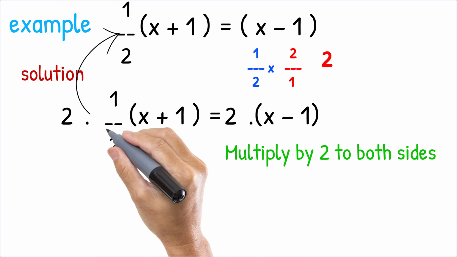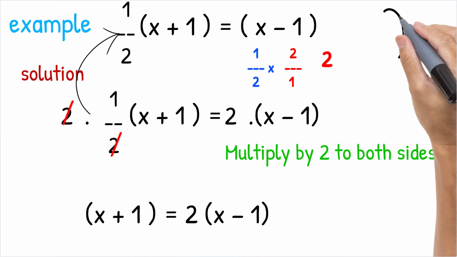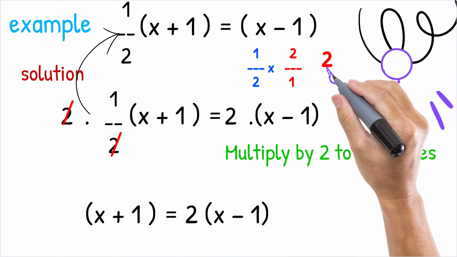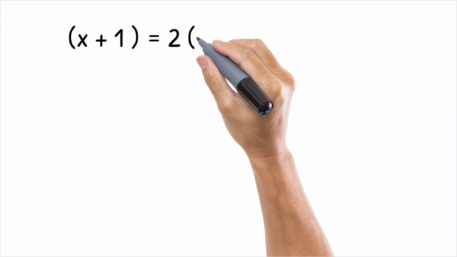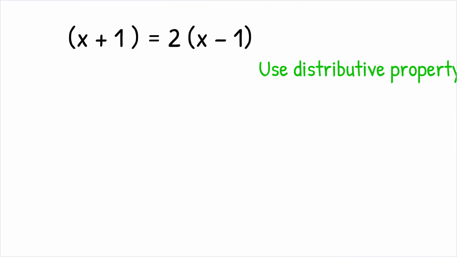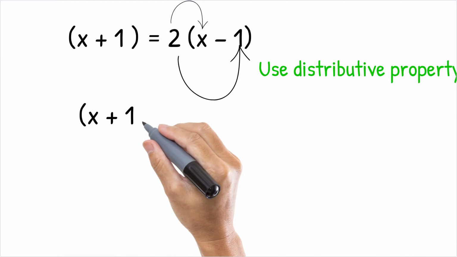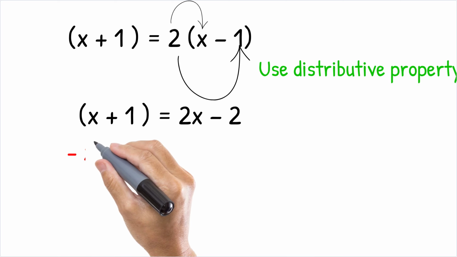Rewrite the equation: x plus 1 equals 2 times (x minus 1). Use the distributive property. Multiply 2 with x and multiply 2 with minus 1. The equation is x plus 1 equals 2x minus 2.